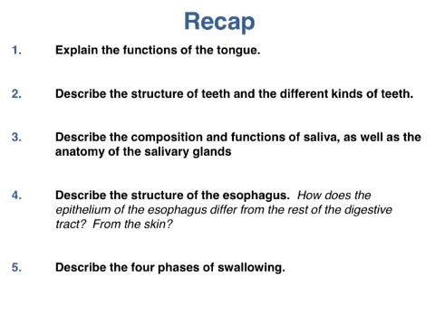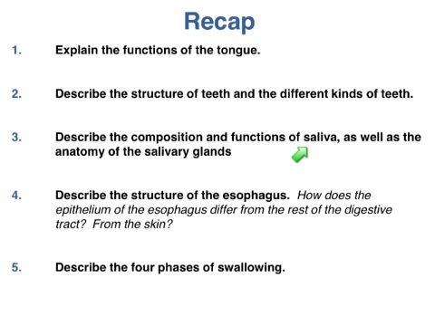Okay, so after studying this video, you should be able to talk about what the different accessory structures of the mouth do, the tongue, the teeth, and the salivary glands. You should be able to talk about the structure of teeth and the different kinds of teeth, so enamel, dentin, periodontal ligament. You should also be able to talk about the various functions of saliva.